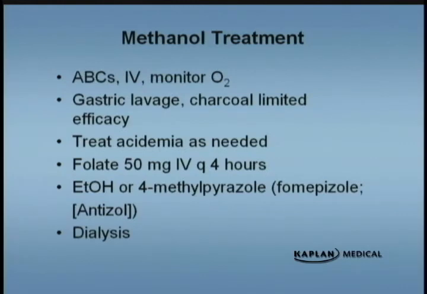The treatment for methanol, supportive care like everybody else. Again, gastric lavage and charcoal is of limited to no use. We're going to give the folate to help eliminate the poison. And we're going to give either ethanol or fomepizole to block the alcohol dehydrogenase, to block the formation of the formic acid. Okay? It's either or, fomepizole or ethanol. Lastly, if the patient's very ill, this is a dialyzable molecule, and you should call the nephrologist for dialysis.